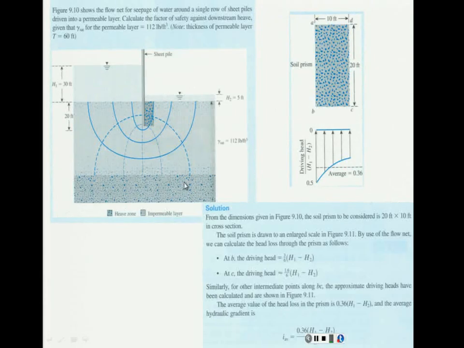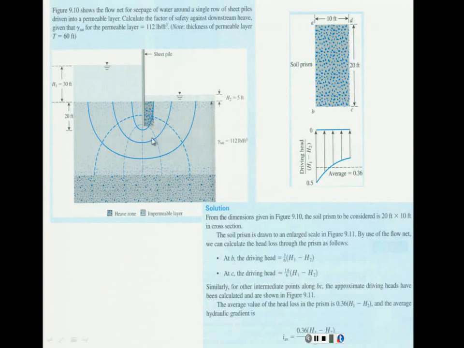Look at this example. Let's check it really quick. You have the flow net that you have to calculate around the sheet pile, of course. Calculate the factor of safety against downstream heave. Given that gamma saturated for the permeable layer is this, of course, 112. Thickness of the permeable layer T is 60 meters. This T is given because we have a chart also that allows you to calculate that. I'm going to show you first without the chart, and then I will show you with the chart.